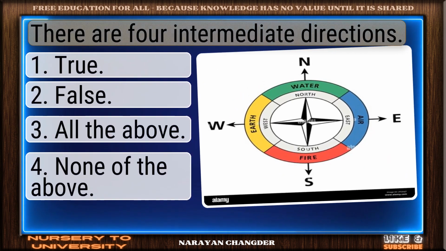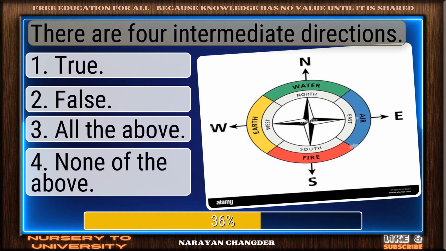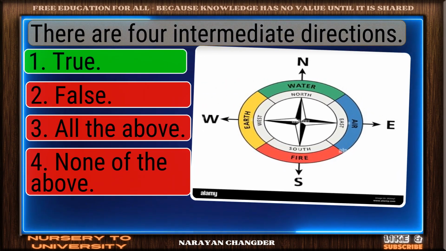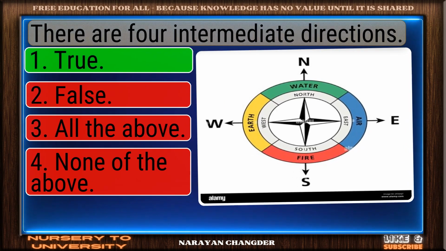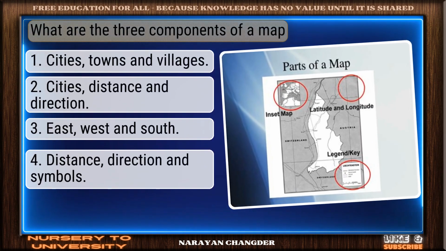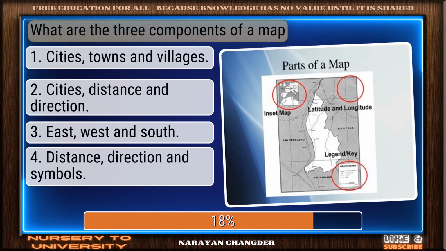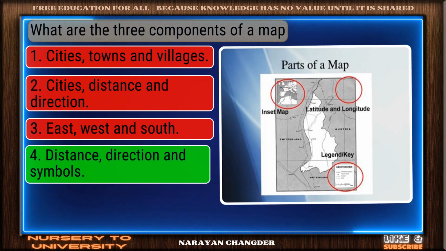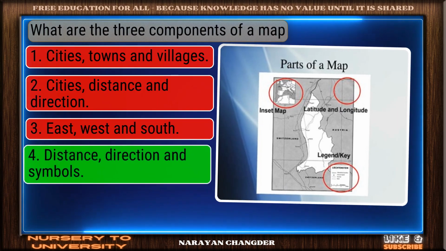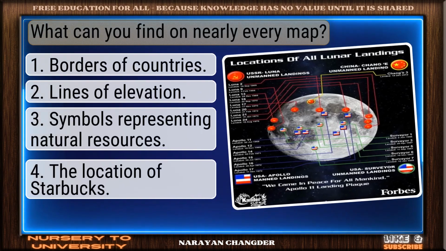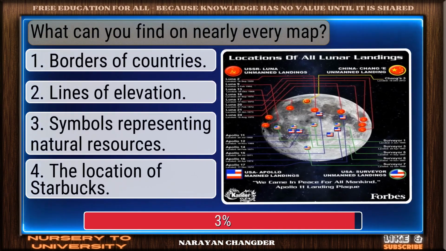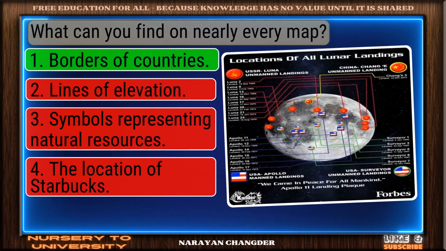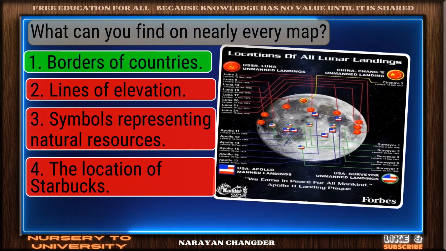There are 4 intermediate directions. Clear logic. Your choice, true, is sound and 100% true. What are the 3 components of a map? Bravo. Distance, direction, and symbols is the answer. What can you find on nearly every map? Excellent choice. Borders of countries is the right answer.